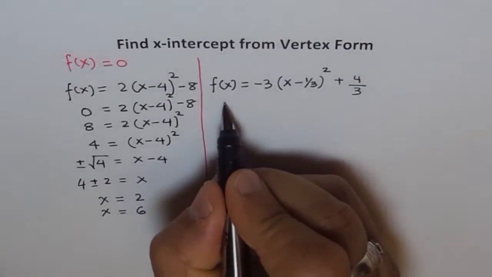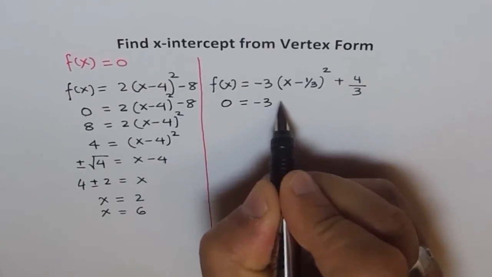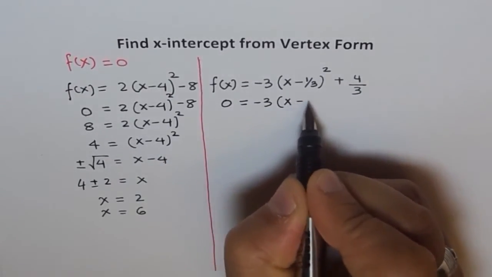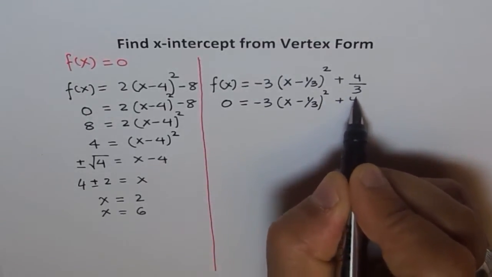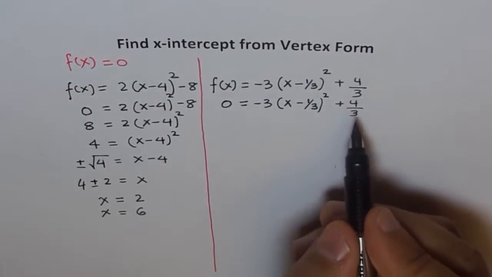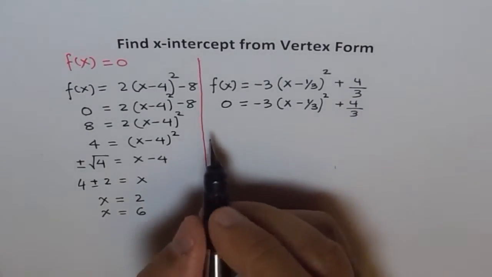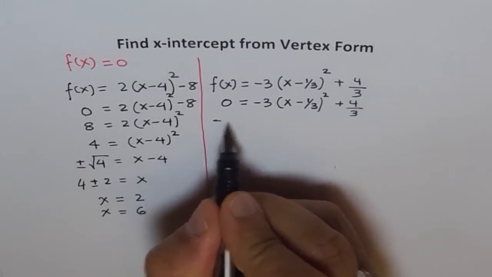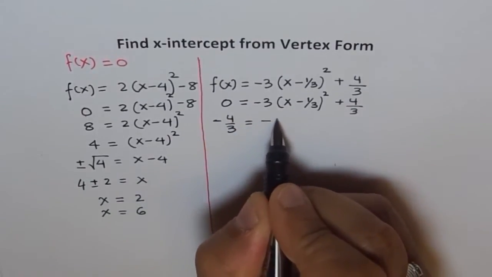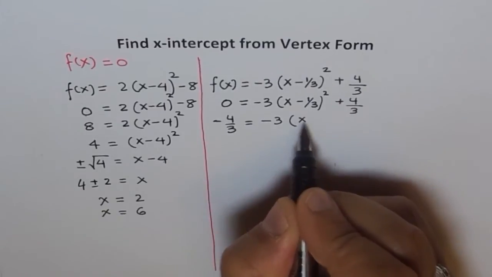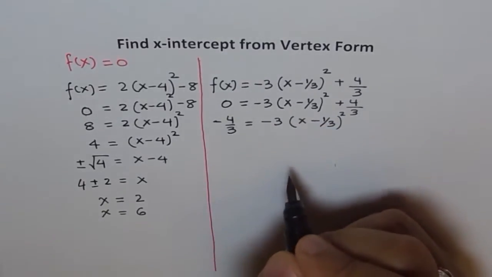So we equate this to 0, and we get 0 equals minus 3 times (x minus 1/3) whole squared plus 4 over 3, correct? Second step, we'll take away 4 over 3 from both sides, right? So we are left with minus 4 over 3 equals minus 3 times (x minus 1/3) whole squared.